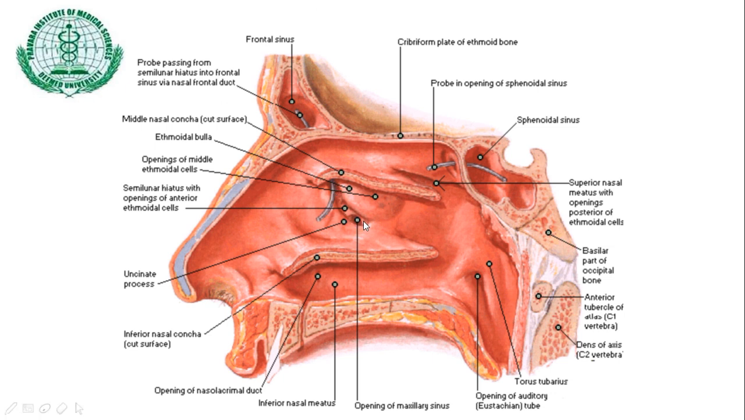One semilunar sulcus is seen here. This is known as the hiatus semilunaris. So this sulcus is the hiatus semilunaris, and a bulging is seen just above that hiatus semilunaris. This is known as the bulla ethmoidalis.